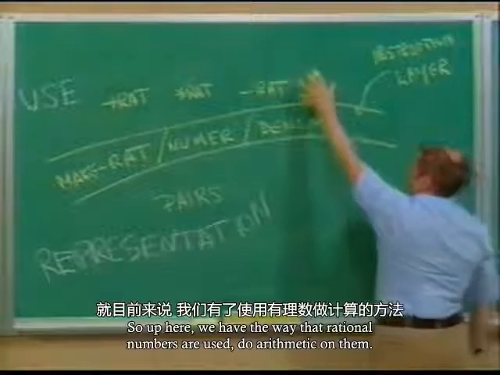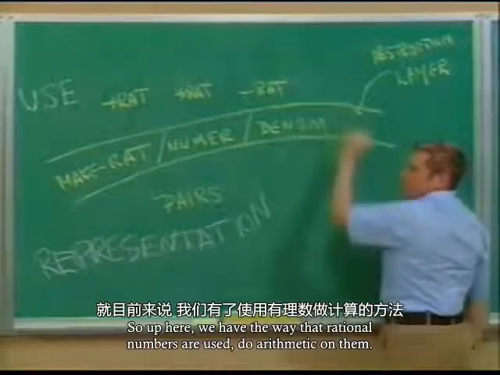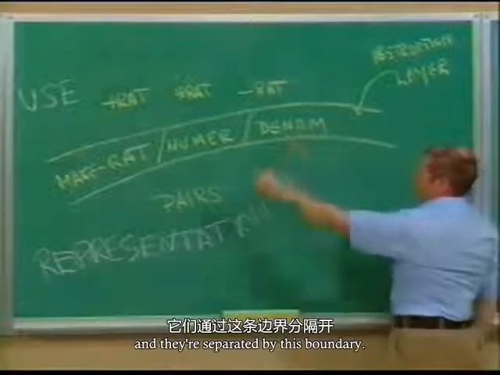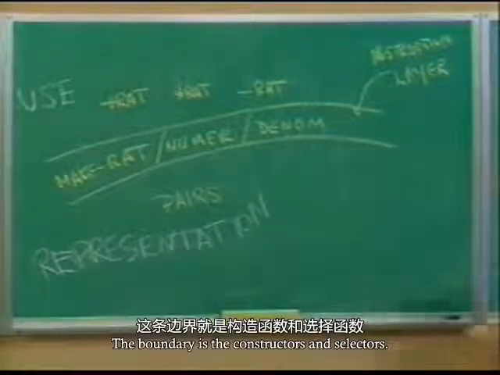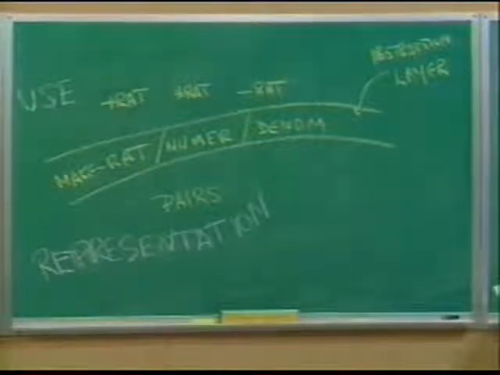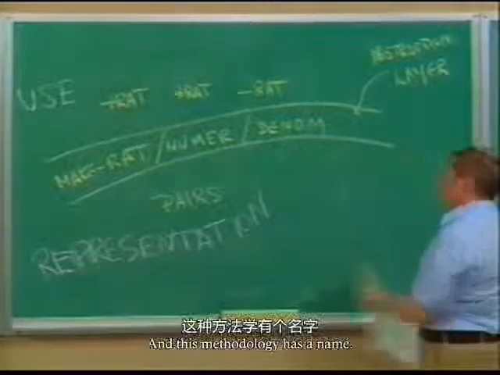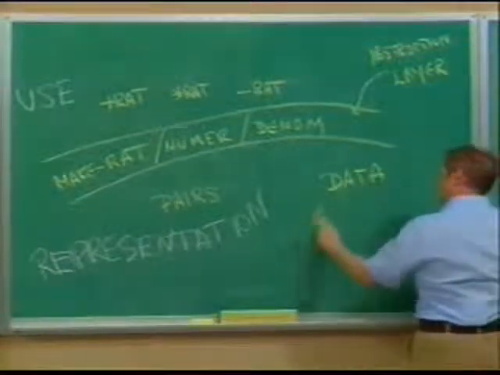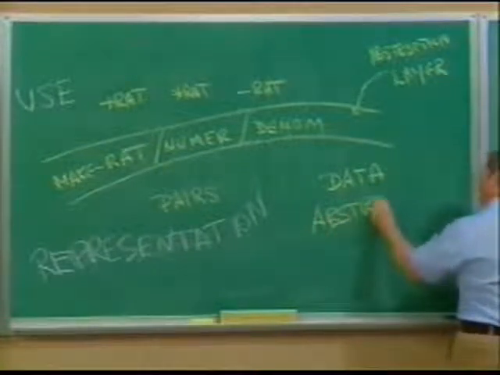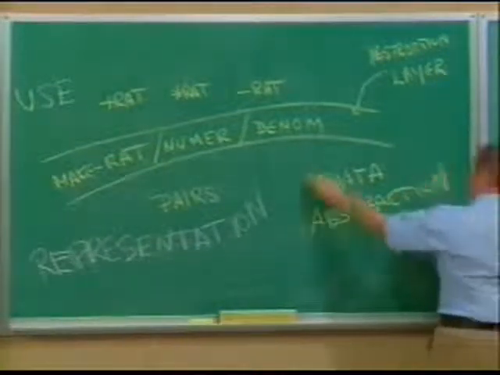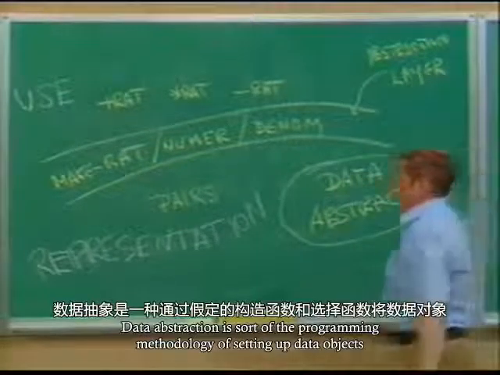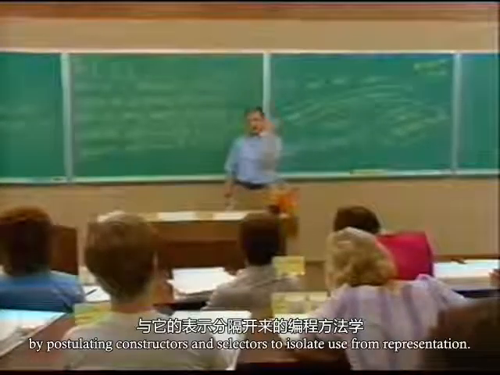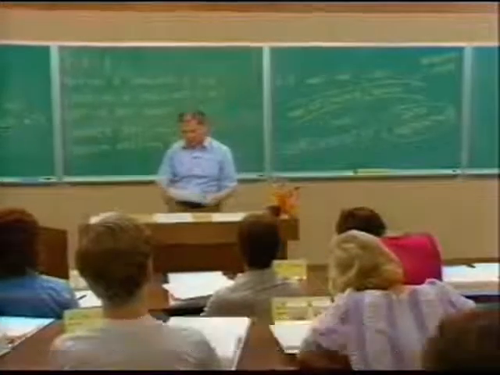Right, so up here we have the way that rational numbers are used, do arithmetic on them. Down here we have the way that they're represented, and they're separated by this boundary. The boundary is the constructors and selectors. Okay. And this methodology has a name. This is called data abstraction. Data abstraction is the programming methodology of setting up data objects by postulating constructors and selectors to isolate use from representation.